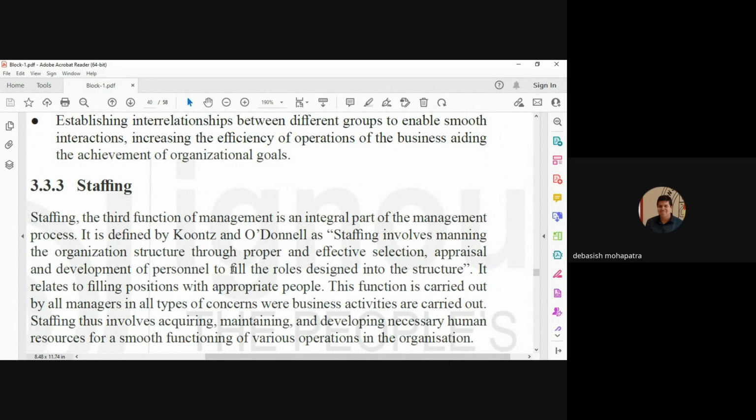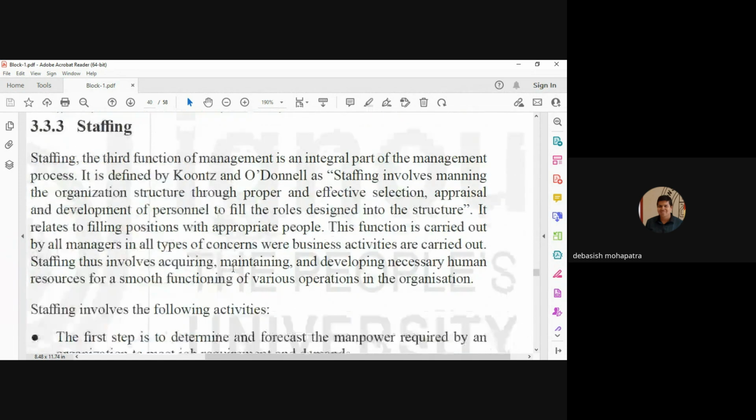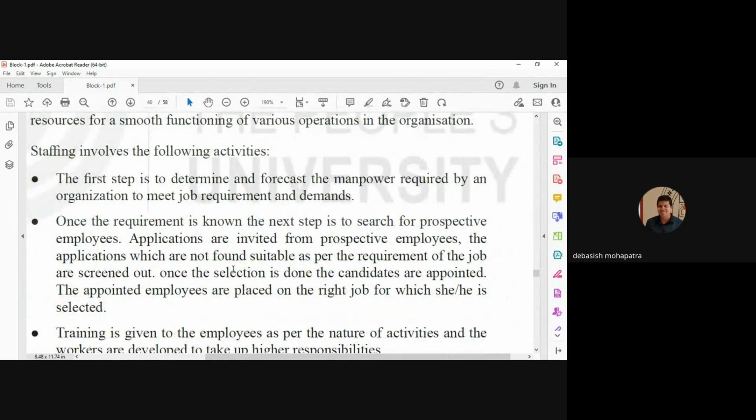Staffing, already discussed, the third function of management, is an integral part of the management process. The first step is to determine and forecast the manpower required by the organization, meaning how many people are required to be hired to do a job.